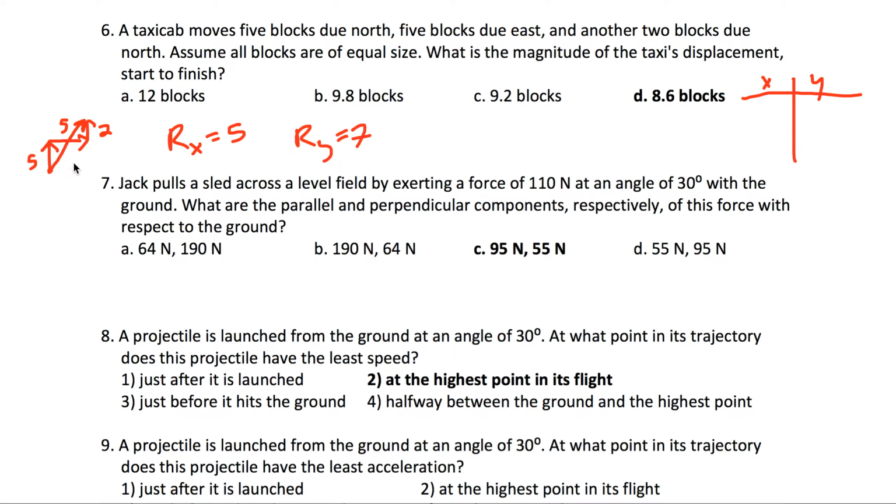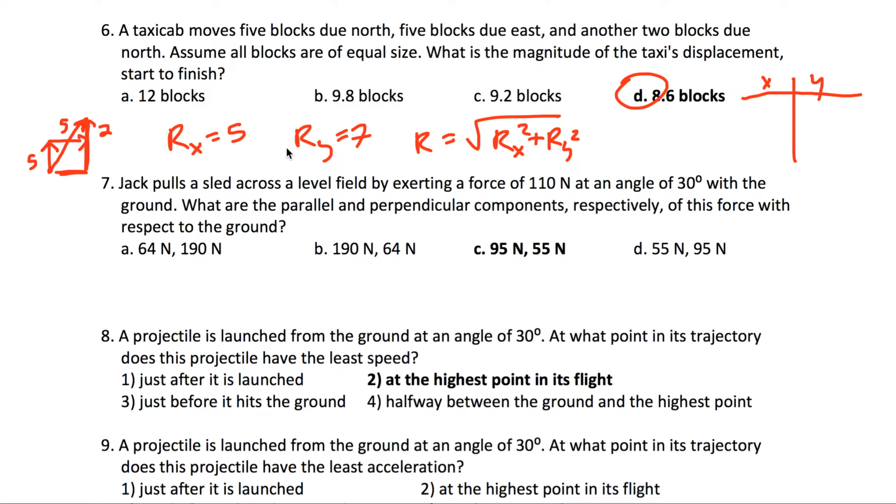And that forms our triangle right here. If I do a triangle, this is 5 and this one over here is 7. If I use the Pythagorean theorem with this 5 and this 7, it will give me the magnitude of the resultant. So r is just going to be the square root of rx squared plus ry squared. And I got about 8.6.